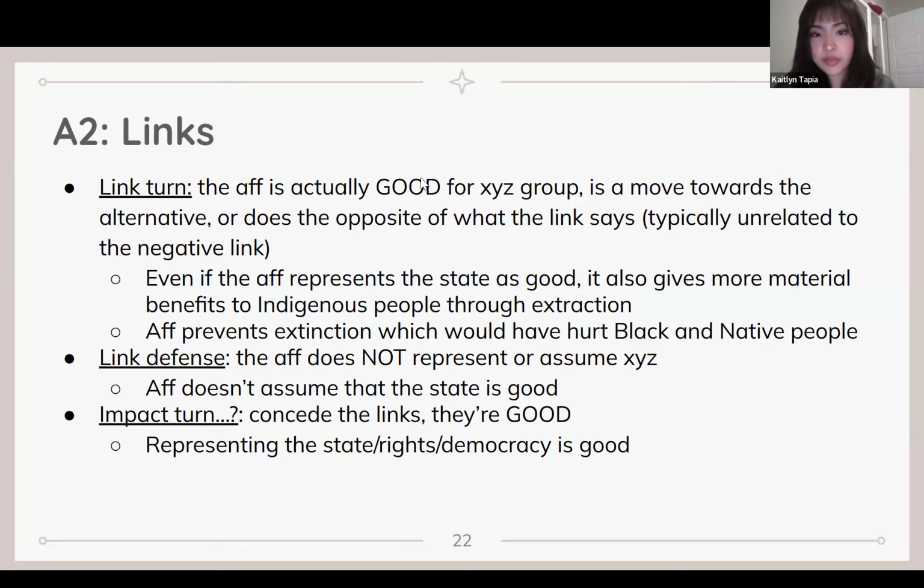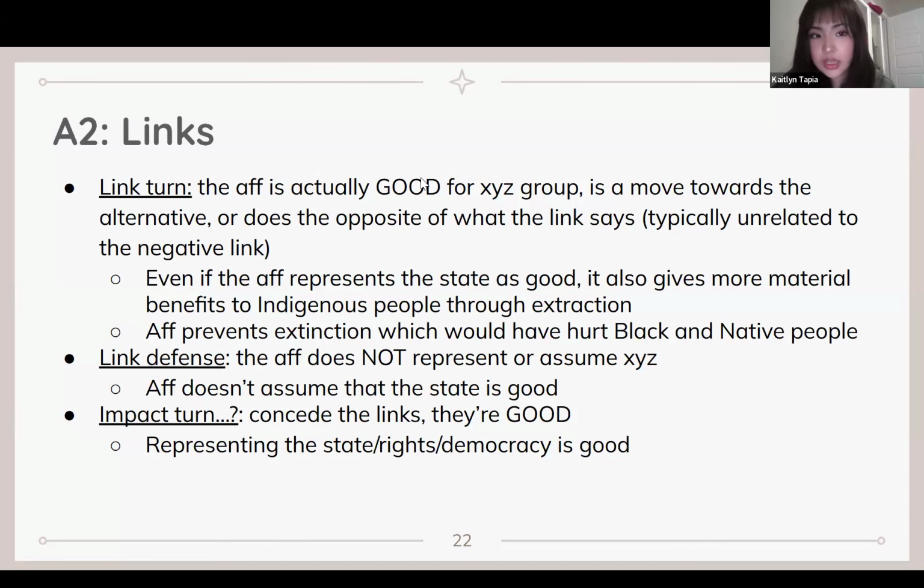You could also say that AF prevents extinction, which would hurt Black and Native populations. That is an argument that exists in debate, and it is demonstrated with a link turn because it proves that the affirmative is a move towards trying to help the groups of people that the K seeks to protect.